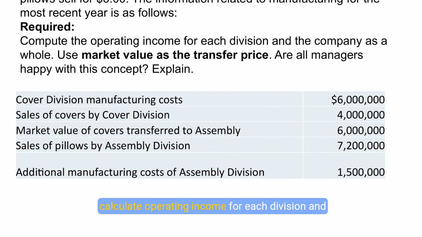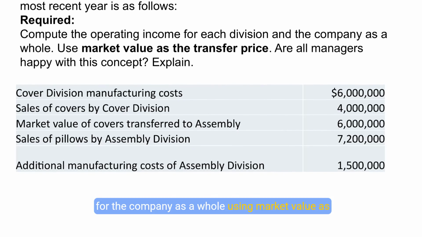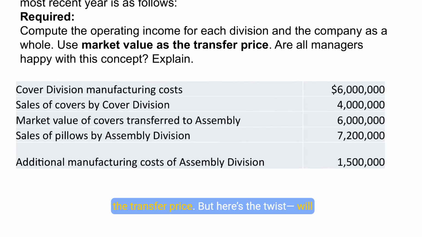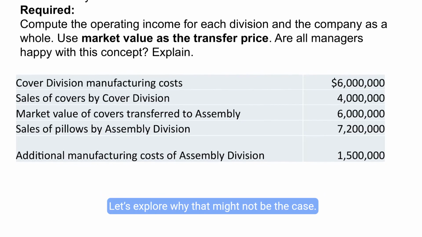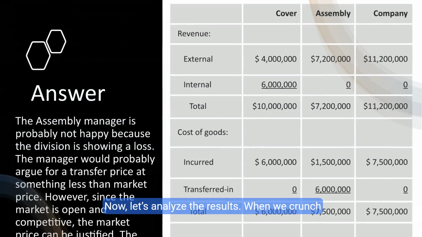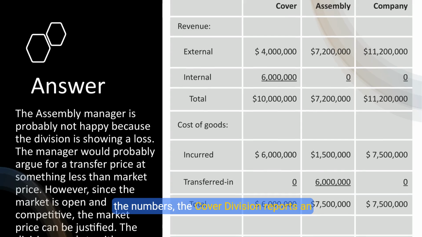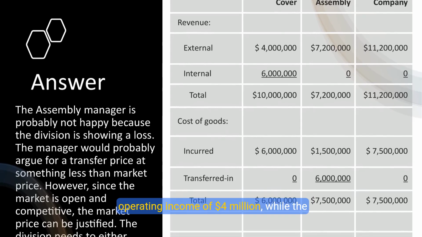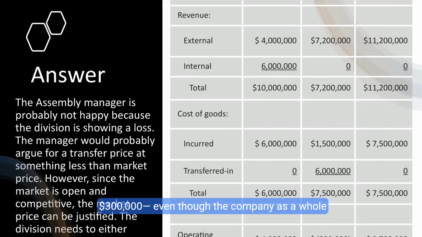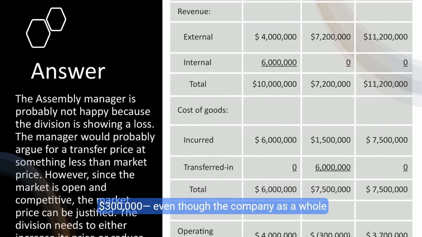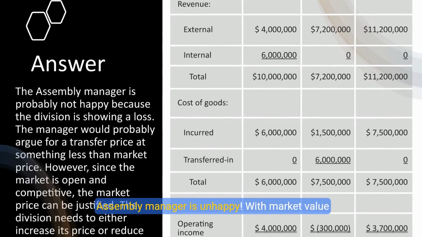Your challenge: calculate operating income for each division and for the company as a whole using market value as the transfer price. But here's the twist: will every manager be happy with this arrangement? Let's explore why that might not be the case. Now let's analyze the results. When we crunch the numbers, the Cover division reports an operating income of $4 million, while the Assembly division actually shows a loss of $300,000, even though the company as a whole earns a healthy $3.7 million. No wonder the Assembly manager is unhappy.